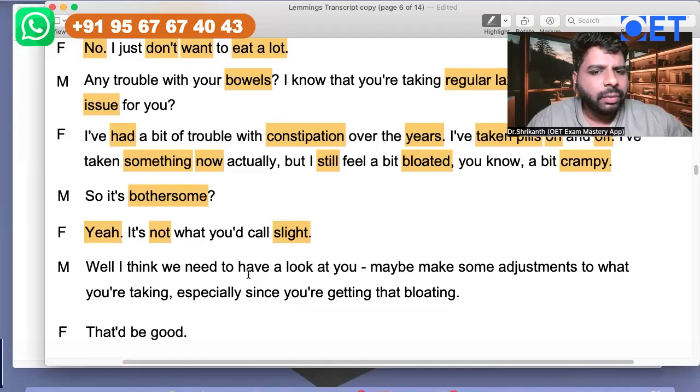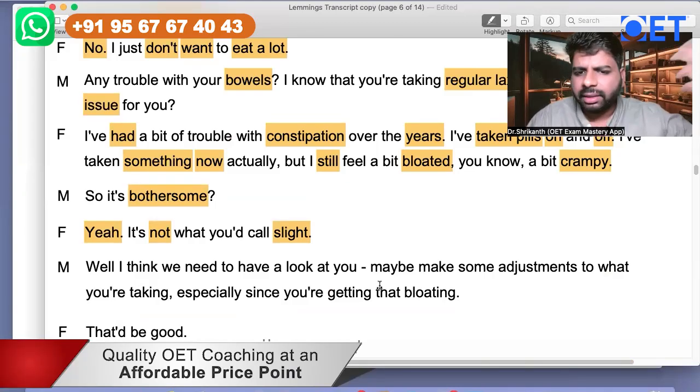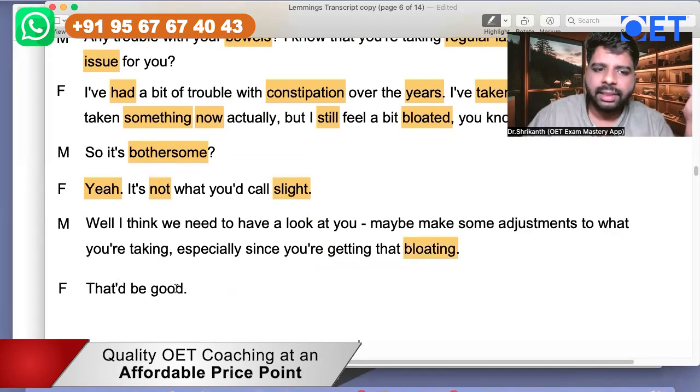And he's saying, well, I think we need to have a look at you. Again, this is a physiotherapist making some adjustments to what you're taking, especially since you're getting that bloating. And she's saying, yeah, that would be good.